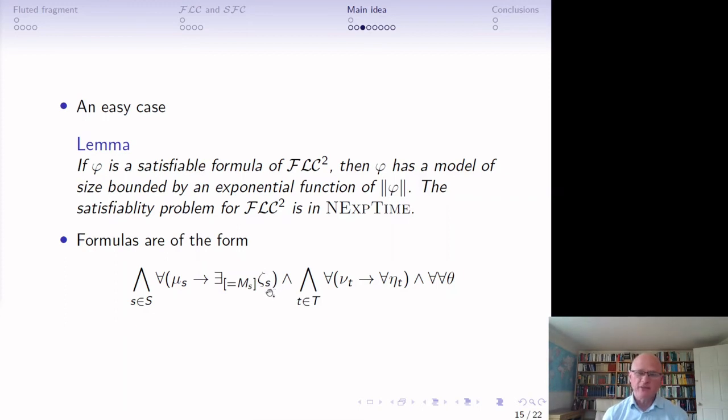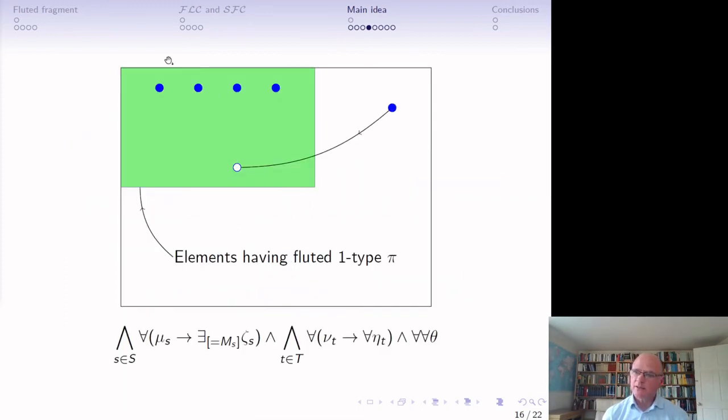And the proof is very, very simple, right? Given any model of such a formula, we look at each fluted one-type in turn, select a small number of representatives to serve as witnesses, and we delete everything else. Now, if we have a random element of this structure requiring one of these one-types as a witness, let's suppose this element satisfies various mu s's, and therefore it requires various witnesses, some of which might have one-type pi, and they might have been deleted.